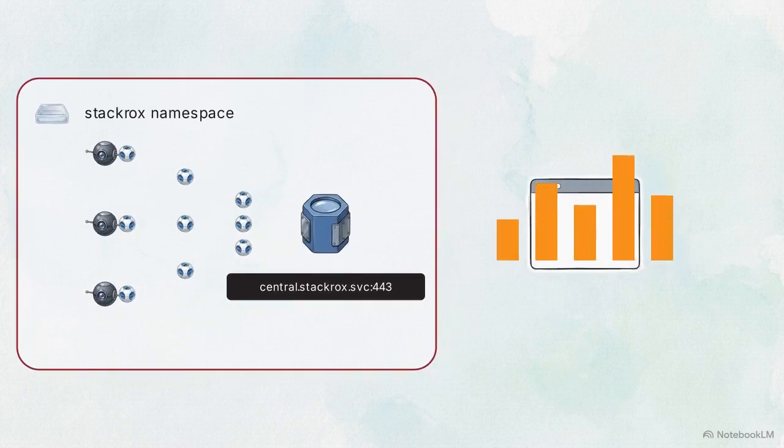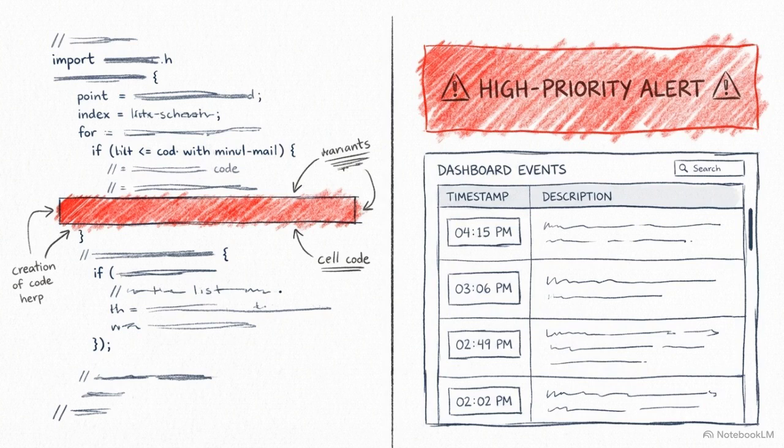Once saved, the portal dashboard populates with active metrics, confirming sensors are successfully transmitting data. Your cluster is now actively monitored. Any activity that deviates from standard security configurations will be detected and logged in the dashboard.